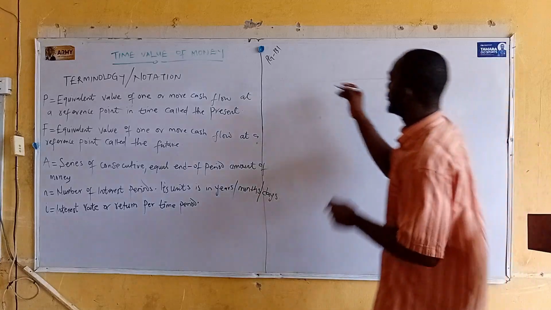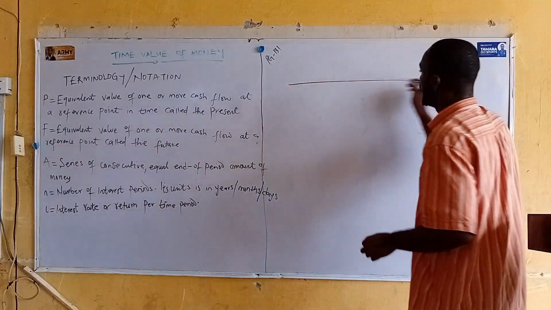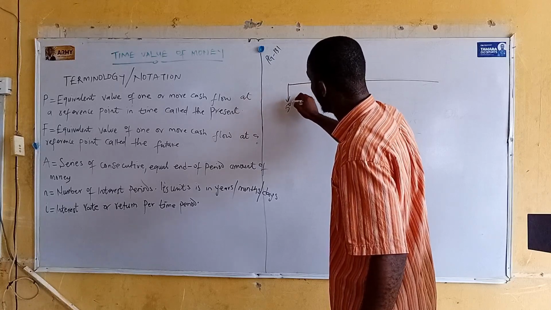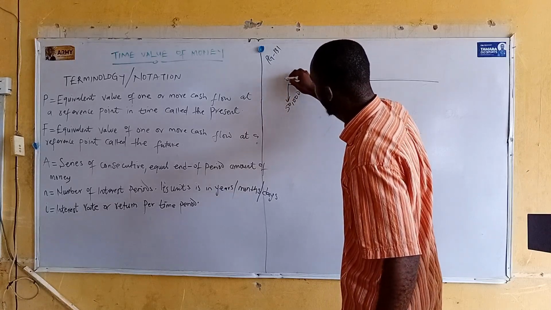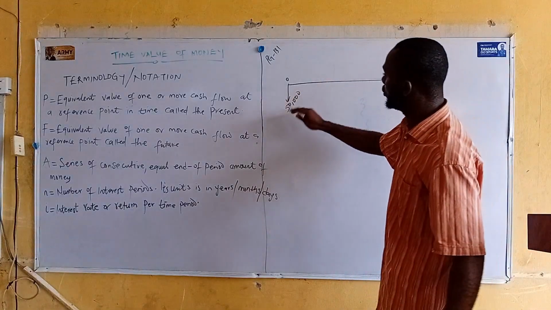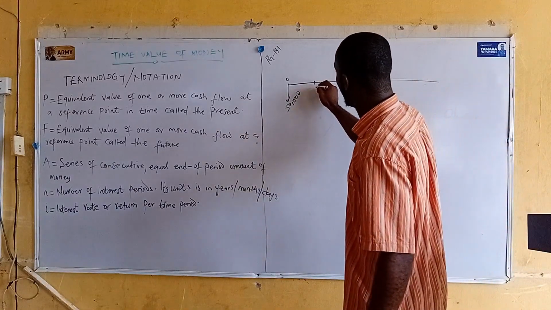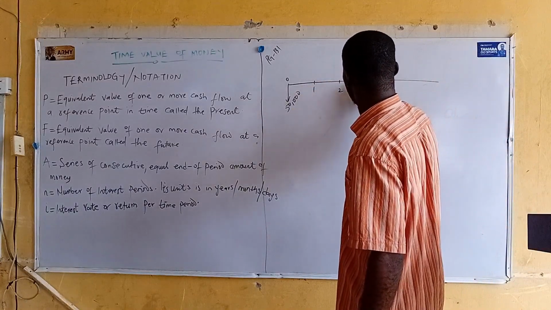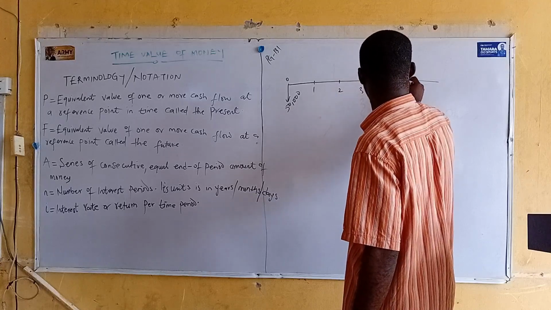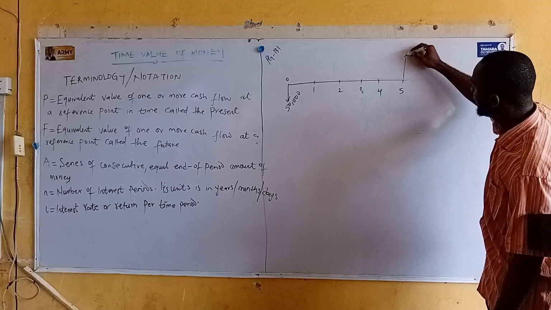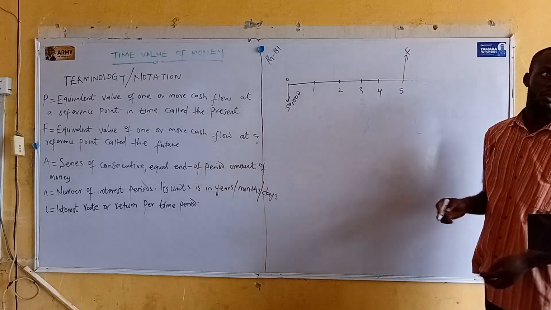So for example now, you deposited 50,000 now at time zero. They're now asking you what's the value of this money after 5 years. So you say 1, 2, 3, 4. So you want to withdraw this money at the 5th year. What is the value?